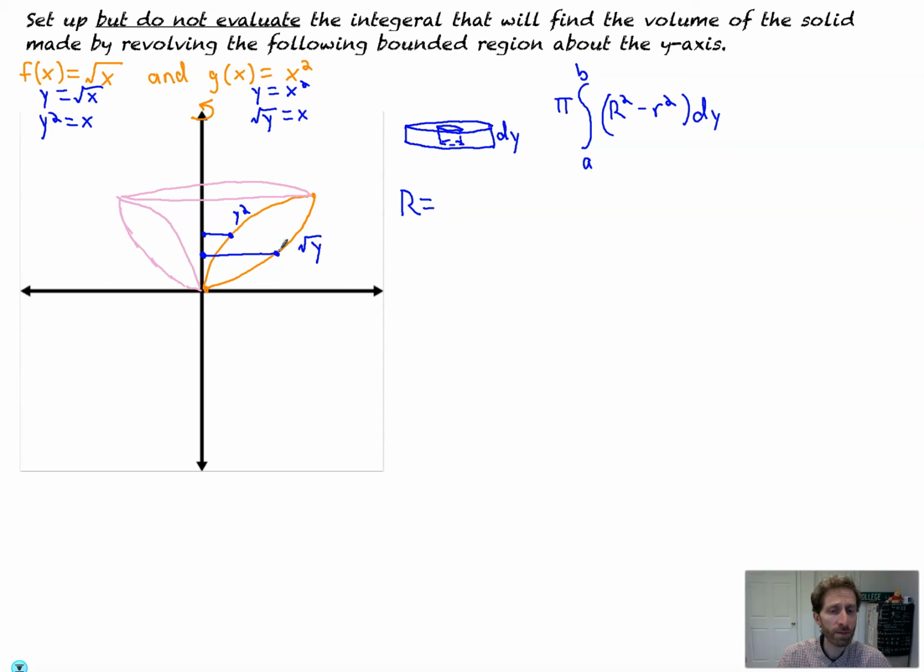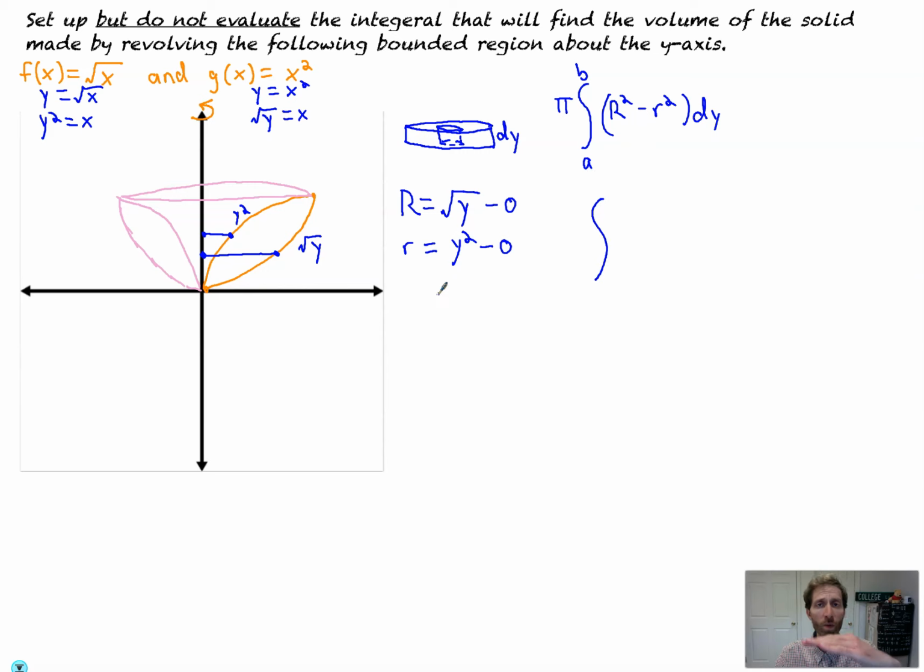Big R is going to be the distance from the outermost edge to the axis of rotation. That's this minus that, or root y minus 0. And that's x equals 0 this time. And then little r is going to be y squared minus 0. Another way of knowing that it's in terms of y and why that makes sense is the output we're getting are x values. So we're basically saying an x value minus an x value by writing it in terms of y and getting out x's. So now we just plug it in.